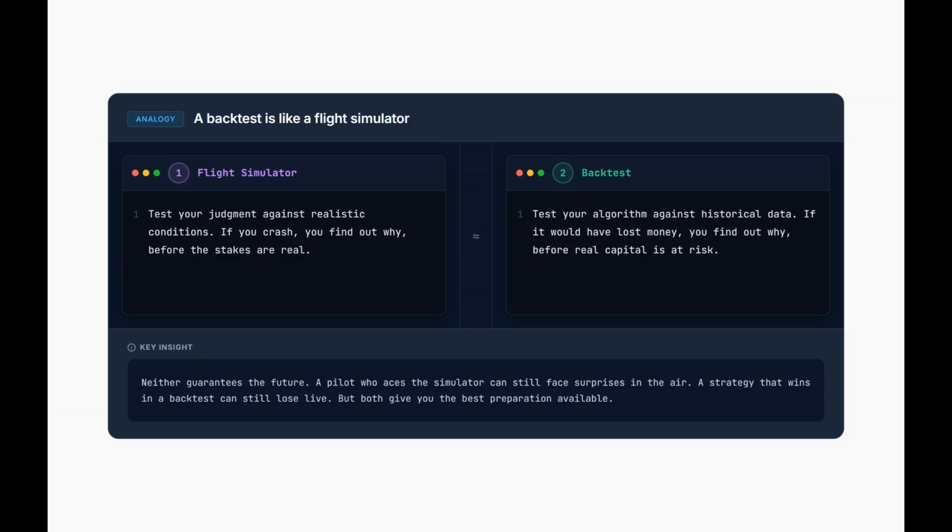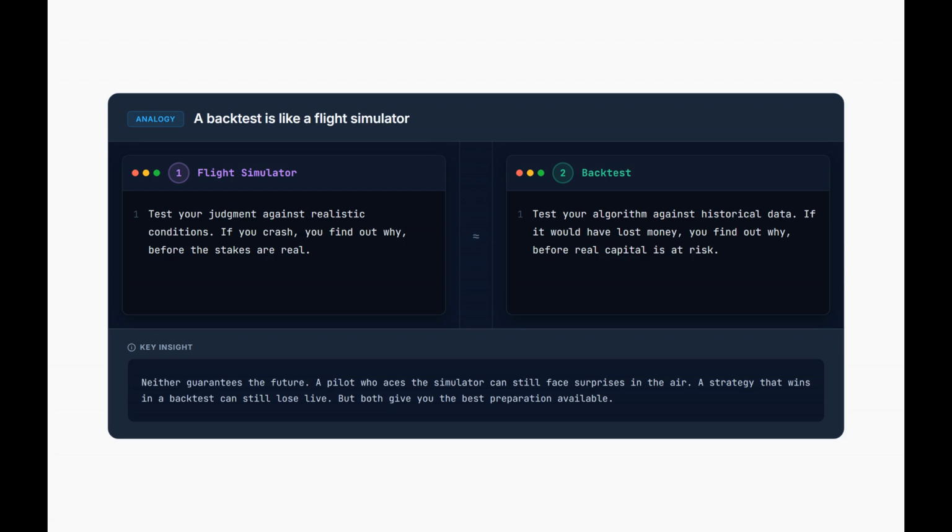Here's a simple analogy to explain it better. On the left we have the flight simulator, on the right the backtest. Imagine a pilot training on a flight simulator. The plane isn't real, the sky isn't real, but the instruments, the conditions, and the decisions are. If they crash in the simulator, they learn why. No one gets hurt. The flight simulator here says, test the judgment before the stakes are real.